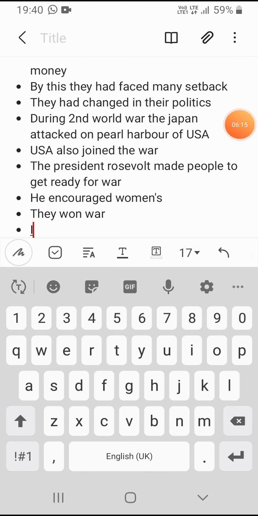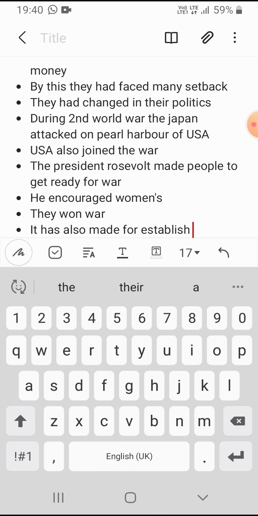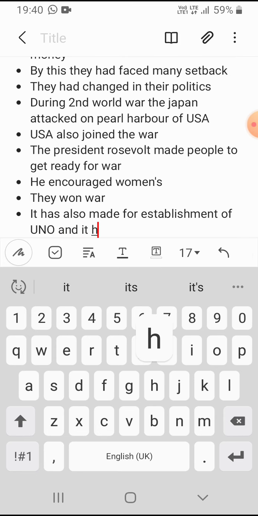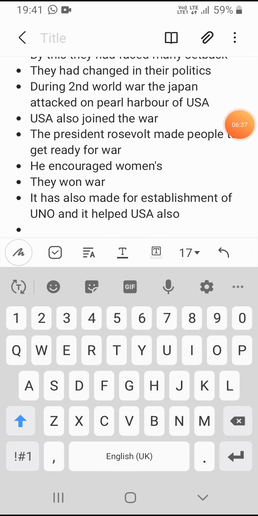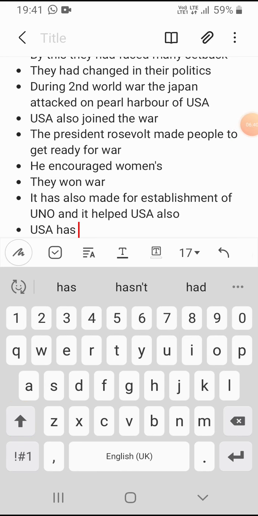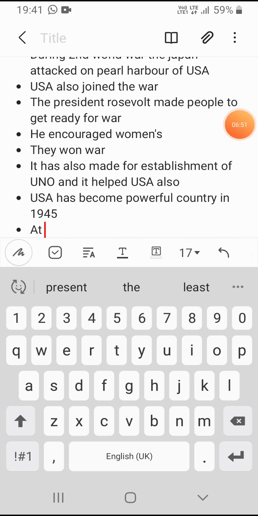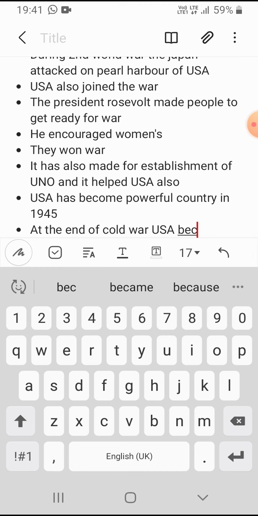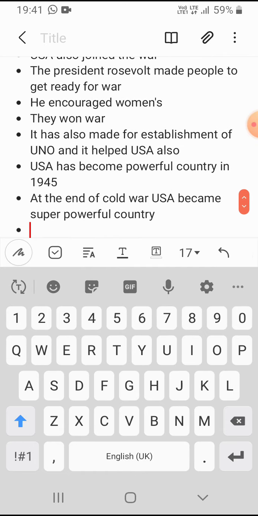It also led to the establishment of the UNO, which helped the USA as well. The USA became a powerful country in 1945, and at the end of the Cold War, the USA became a super powerful country.